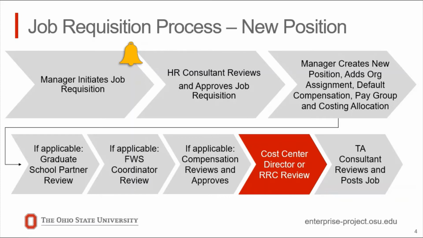Step 6. For certain positions, compensation will review and approve the position and job requisition. This will occur for new positions that are not academic, physicians, or health system. If the compensation is negotiable, the compensation will review later in the recruiting process. Step 7. Cost Center Director or RRC, if health system, review the job requisition. As the CCD or RRC, you will review the job requisition. If edits need to be made, you will send back to the HRC or the initiator.